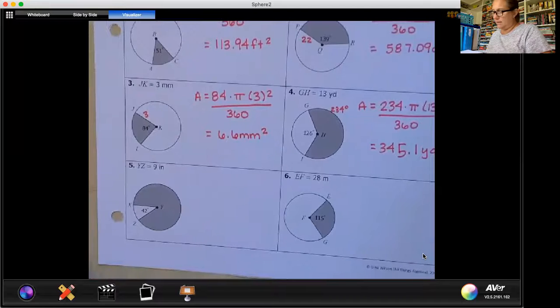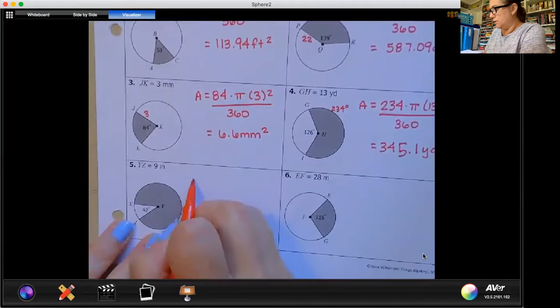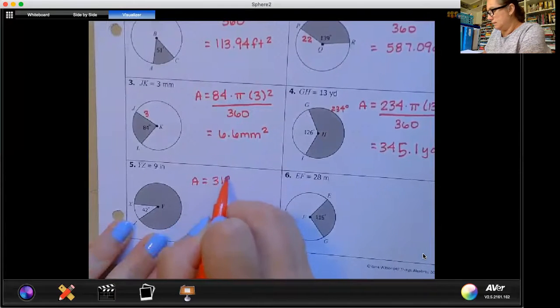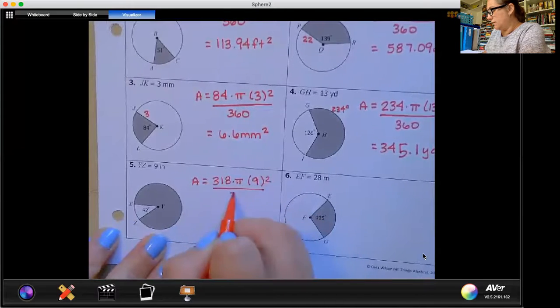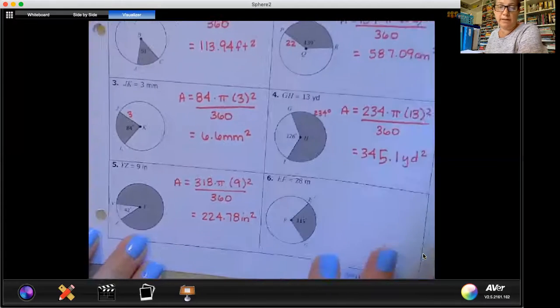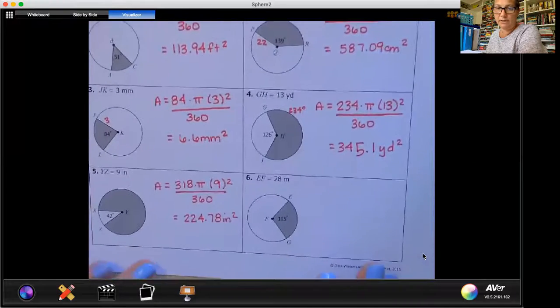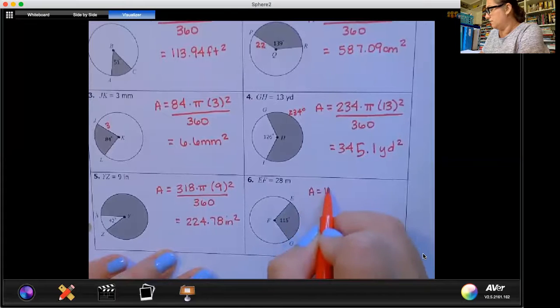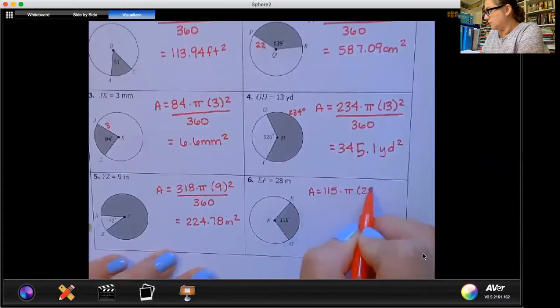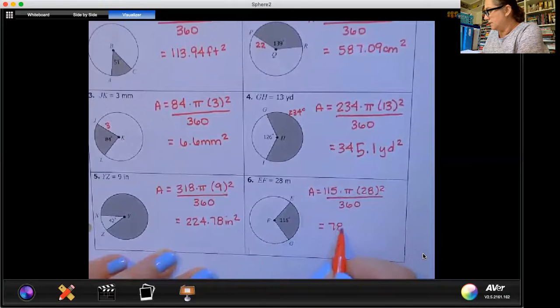And the shaded area is 360 minus 42, which is 318 times pi times YZ is 9 squared over 360 is 224.78 inches squared. Again, take the time to try these out and make sure you are ending up with the right answers. And then EF is 28, 115. So area is 115 times pi times 28 squared over 360, which is 786.79 meters squared.